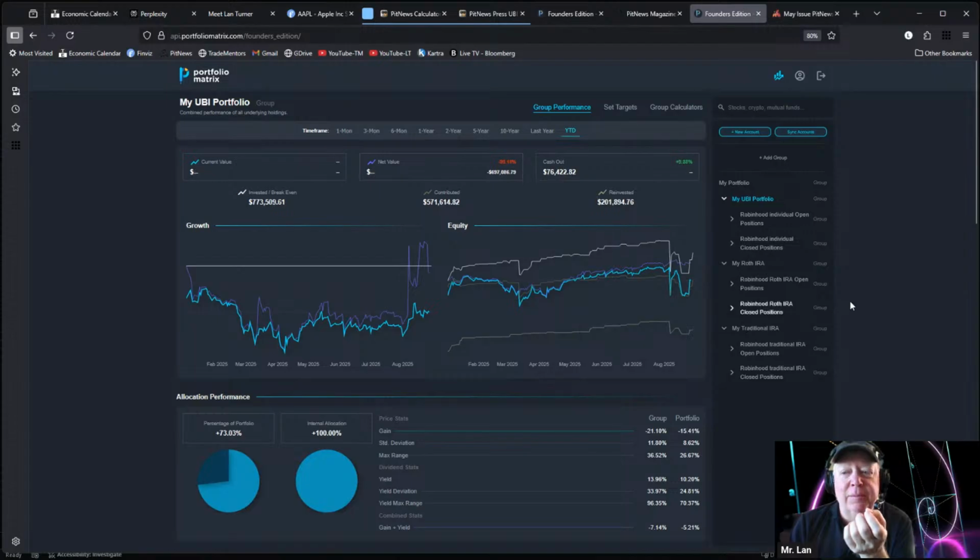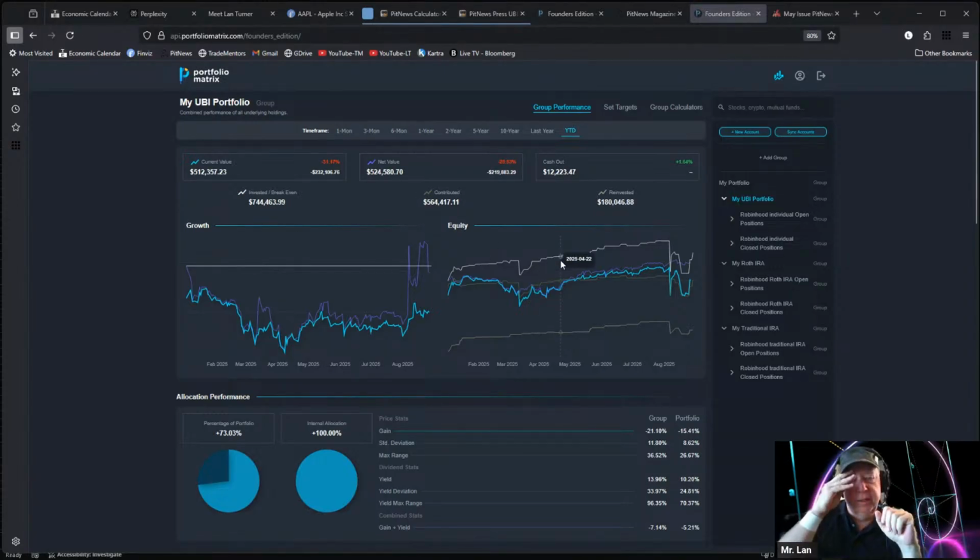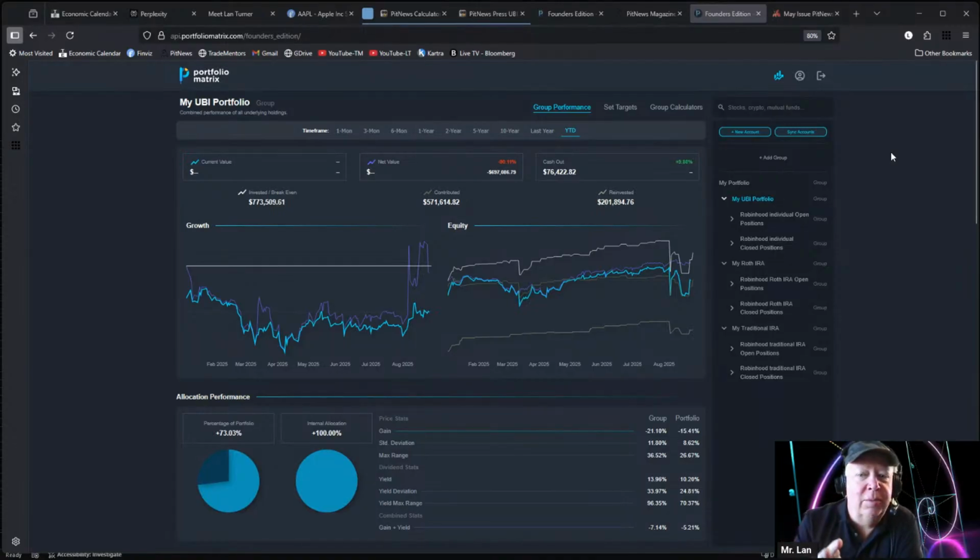It's specifically designed for people who want to run these UBI, Universal Basic Income portfolios, like I've been teaching you, and don't want to do the big spreadsheets. He's designed it so that you can do the buy low, sell high. It's a full portfolio designed for everybody.